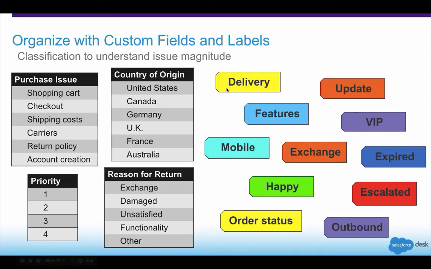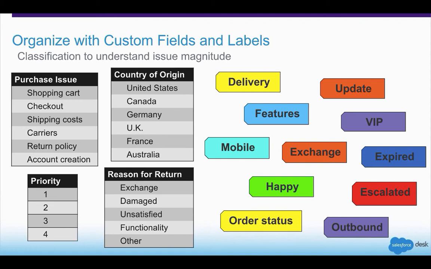And so at Desk, we give you a couple of really powerful tools to help you. We allow you to set up custom fields and labels. Custom fields are just a system of organization, most often using a drop-down. They can also be one of a number of other types of custom fields. But in drop-downs, you might have something like a purchase issues list, where I've shown here shopping cart and checkout and shipping costs, etc. A priority list, a country of origin, a reason for return. So you can have multiple list custom fields in Desk and set those up to whatever your needs are.